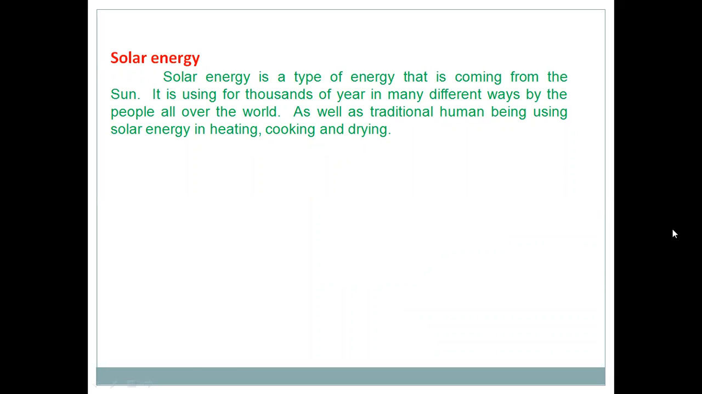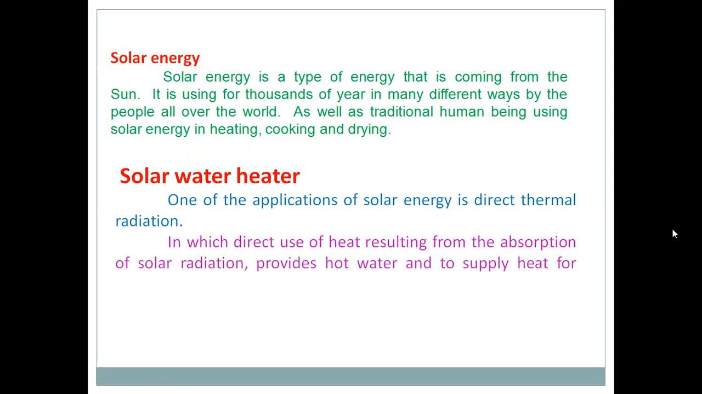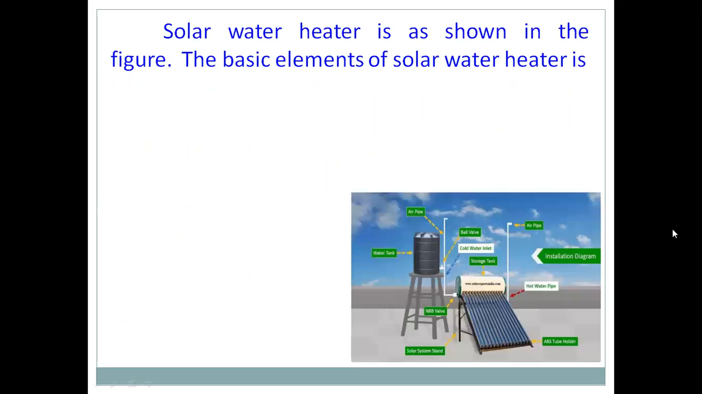Solar energy is a type of energy that comes from the sun. Of course, solar energy has been used for thousands of years by human beings for heating, cooking, and drying also. So the solar water heater is one of the direct thermal applications of solar energy, that is, from the sun's energy. It provides hot water and also supplies heat for agricultural requirements. The solar water heater is, of course, as shown in this figure.